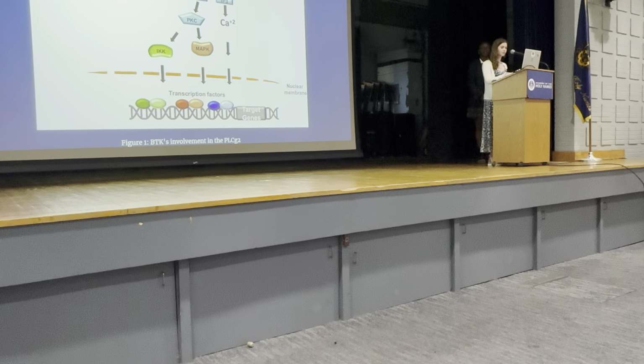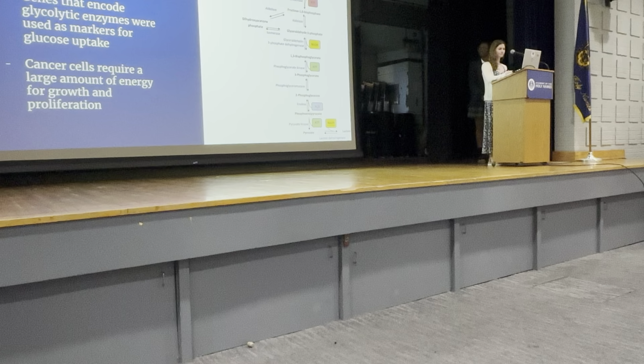Because cancer cells rely heavily on glucose production for proliferation, I hypothesized that this pathway would be upregulated, meaning an increase in cellular response. In my experiment, I decided to use glycolytic enzymes, specifically the genes that encode them, as markers for glucose uptake. They're listed in blue in this diagram of the process of glycolysis.